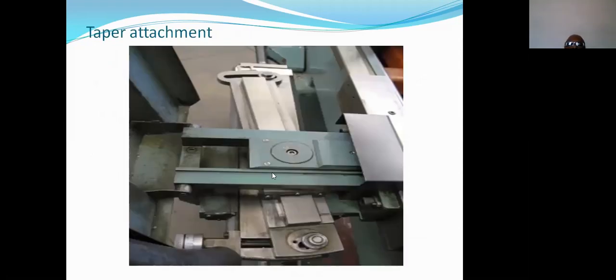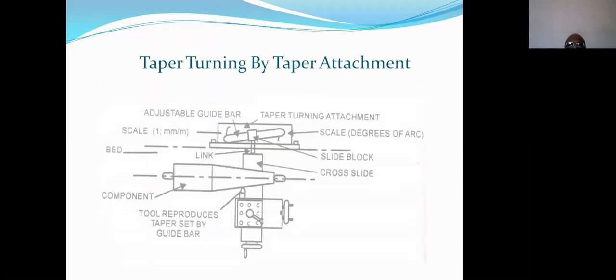So now this is the attachment. Clearly we are visualizing it. This is the taper attachment. In all the previous cases, the cross slide is engaged with the power screw. But in this one, the cross slide is disengaged from the power screw, and it is operated with the taper turning attachment.